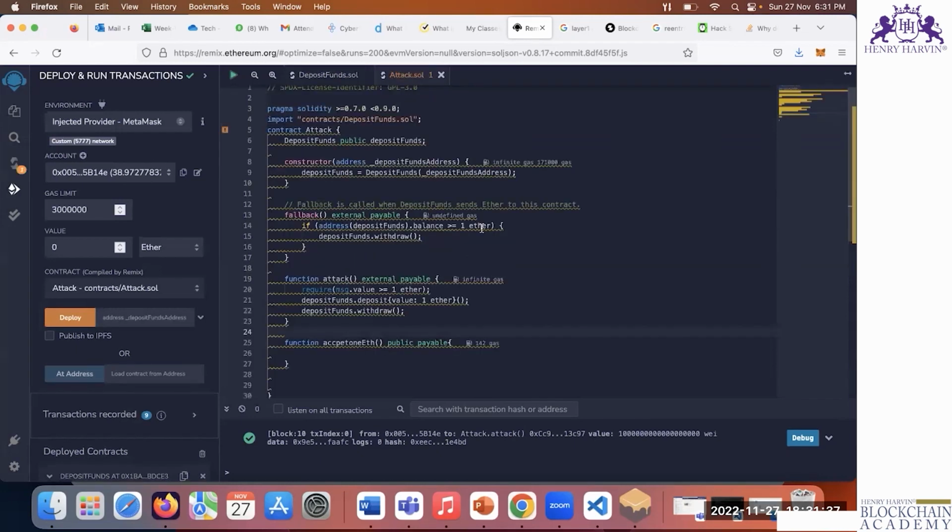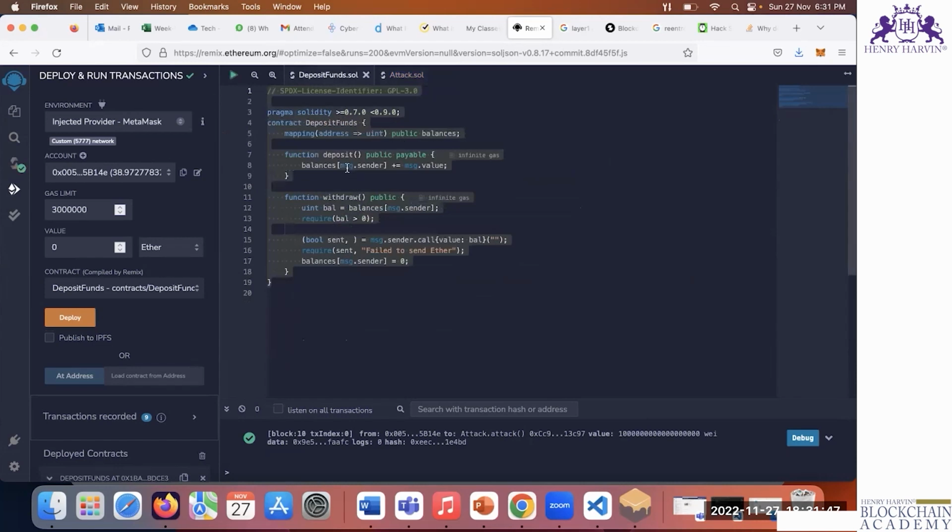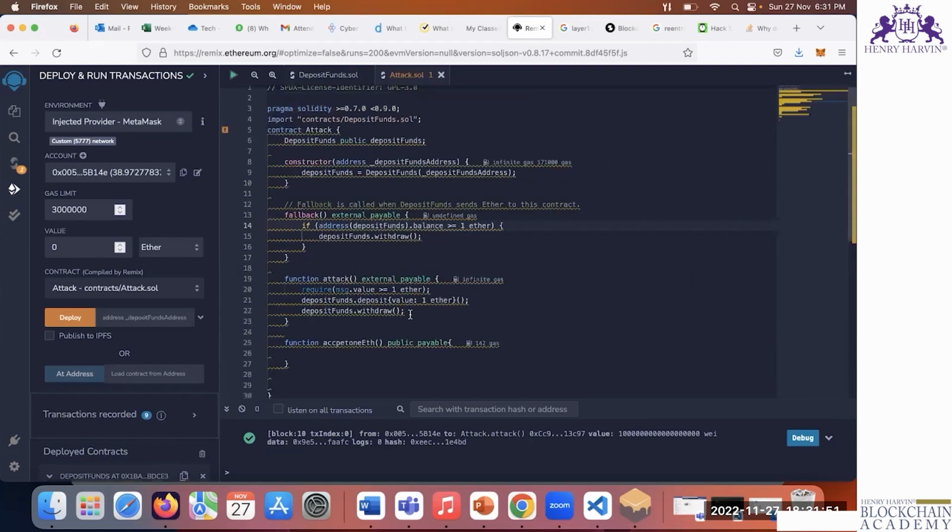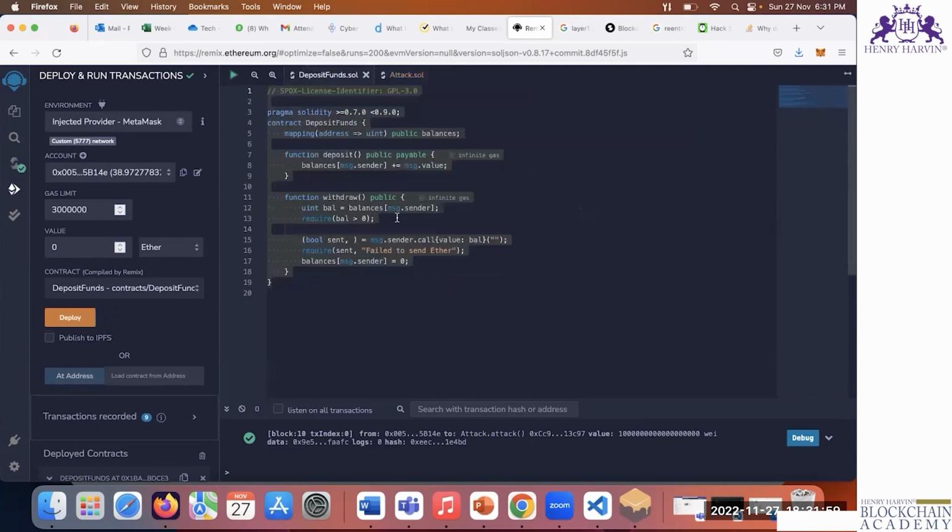It is working because while calling this attack function, it will deposit one Ethereum. The attacker smart contract calls this function and deposits one Ethereum. And after that he withdraws it. What happened when he called this withdraw function? It will retrieve the balance. Balance should be greater than 0. We already invested one Ethereum, so the balance is greater than 0.